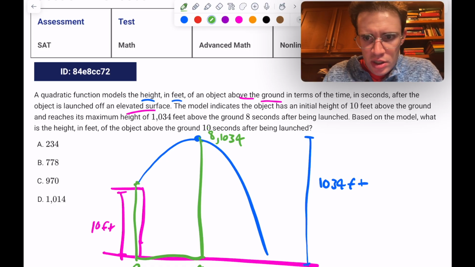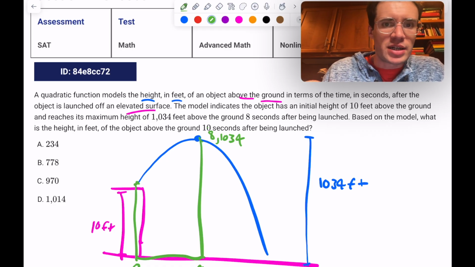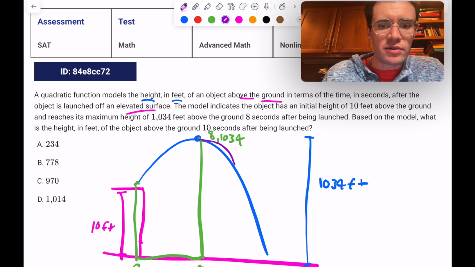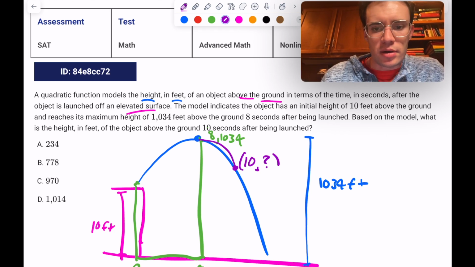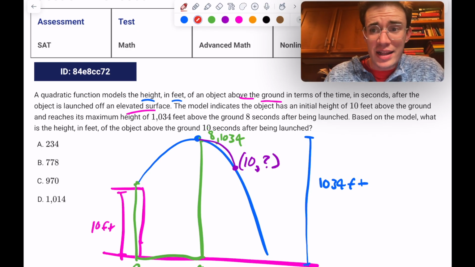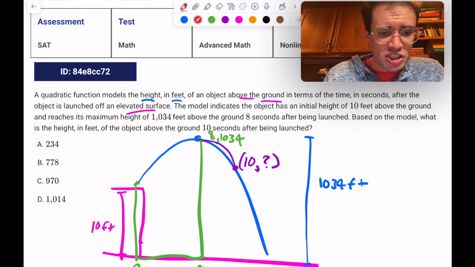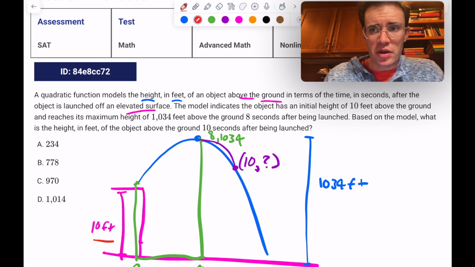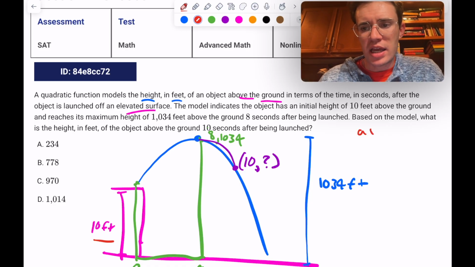Okay. So based on the model, what is the height in feet of the object above the ground 10 seconds after being launched? So we know that it reaches the maximum height 8 seconds after, so it's going to be going down after that. Right? So it's going down for 2 more seconds. We're trying to figure out this point. Okay, so for this one, what I would start with, you write it in standard form, your c value is 10. That'd be if it's ax squared plus bx plus c, our c is 10 here.